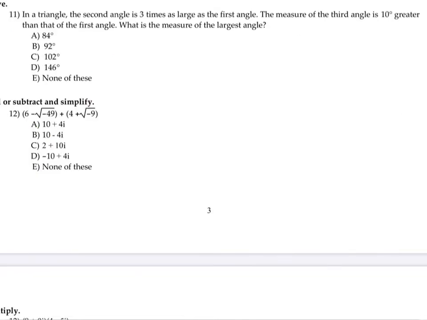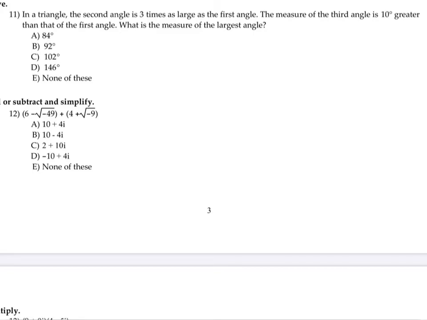Question? All right. Another word problem. Your favorites, right? Number 11. In a triangle, the second angle is 3 times as large as the first angle. The measure of the third angle is 10 degrees greater than that of the first angle. What is the measure of the largest angle?